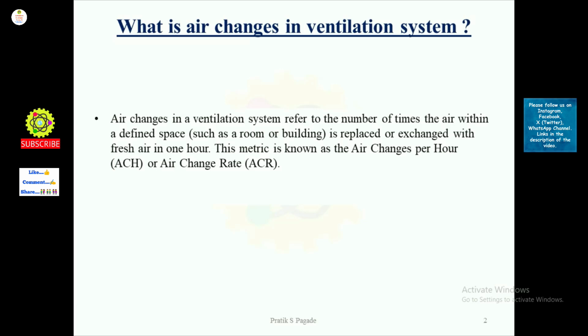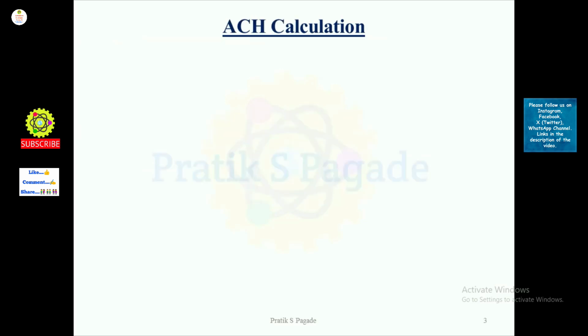Air changes in a ventilation system refer to the number of times the air within a defined space, such as a room or building, is replaced or exchanged with fresh air in 1 hour. This metric is also known as air changes per hour, ACH, or air change rate, ACR, as I had told you.